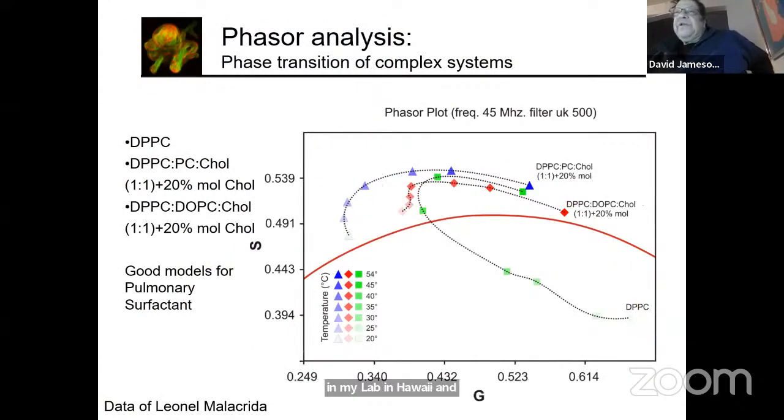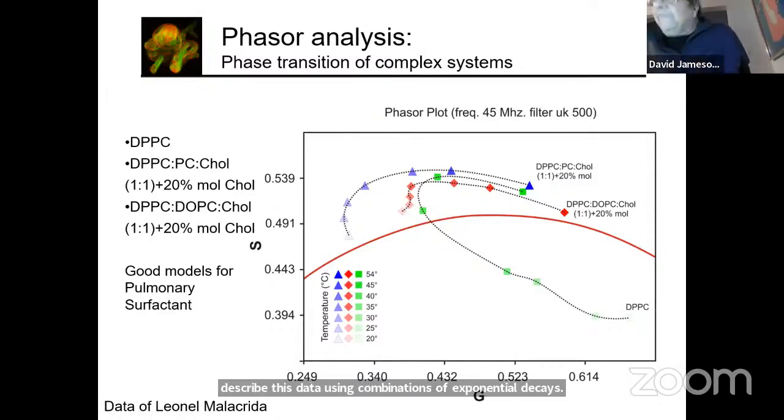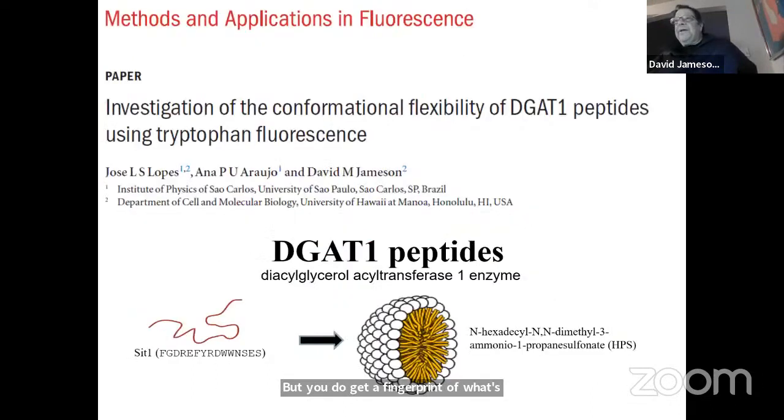He's looking at mixtures of DPPC with different amounts of cholesterol, as a function of temperature. You can see the points in some cases are completely outside the universal circle. Again, they're reproducible, but there's no way to describe this data using combinations of exponential decays. But you do get a fingerprint of what's happening and get information, again, from the phasor plots.